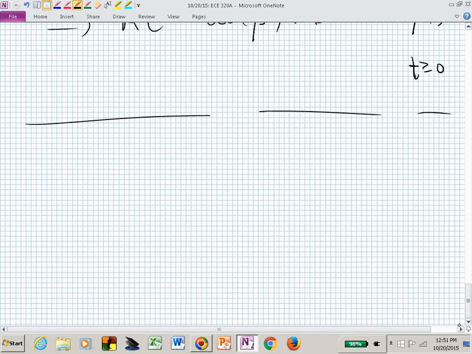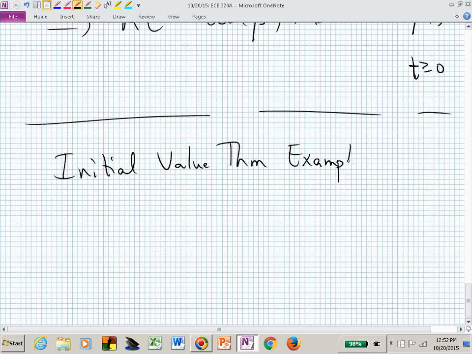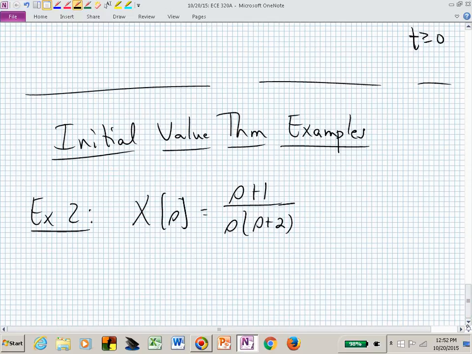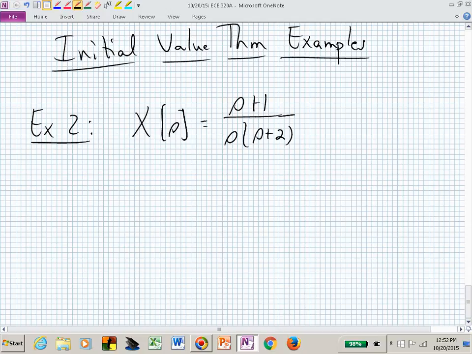We were talking about the final value theorem. Let's now go back the other direction and look at the initial value theorem. I think we only covered one last time in class, so let's look at, let's say, example 2. Suppose that I now have capital X of s equal to s plus 1 over s, s plus 2. Can I apply the initial value theorem?